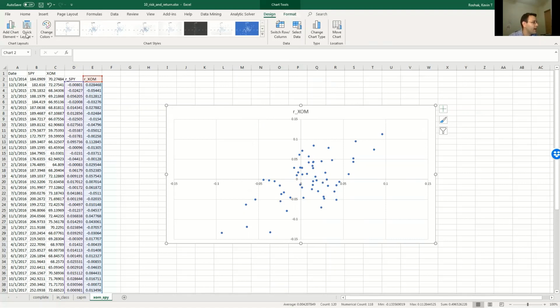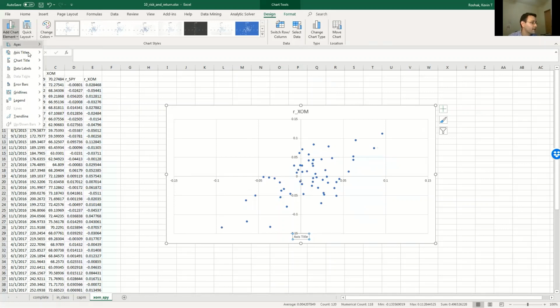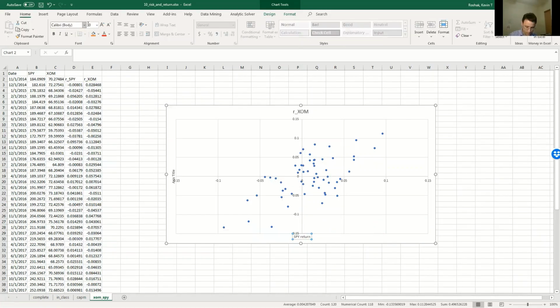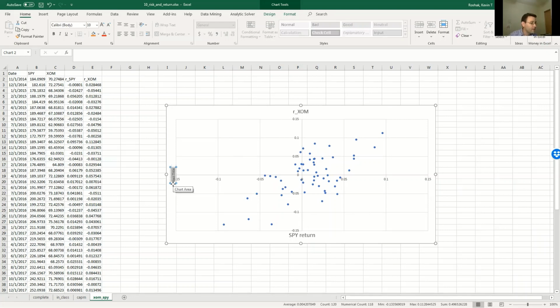To clarify, I'm going to add some chart elements. I'm going to put titles on the axes. So on the x-axis, this is the SPY return. Make that a little bit bigger. And on the y-axis, we have the ExxonMobil return. Okay.